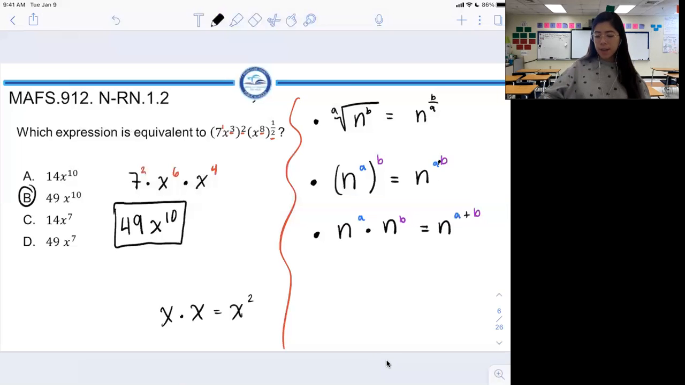Well, x times x is x to the power of 1 times x to the power of 1 equals x to the power of 2. So we're still adding those two numbers, right? 1 plus 1 is 2. The same thing is happening here. It's just that these have different exponents. This is x to the power of 6 and x to the power of 4. So I can't just give them a 2 because that's not what we're doing. Okay, thank you. Any other questions?